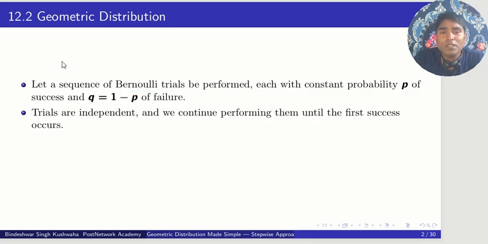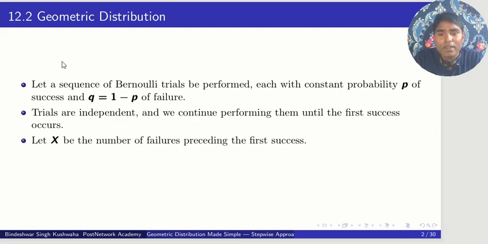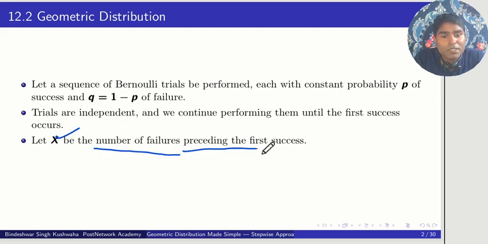Basically, in Bernoulli trials, the trials are independent and we continue performing them until the first success occurs. This is the condition where geometric distribution comes into the picture. Let x be the number of failures, the random variable, preceding the first success. So x denotes the number of failures preceding the first success.